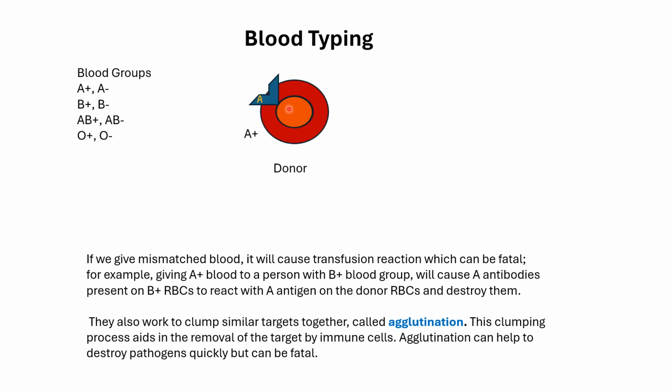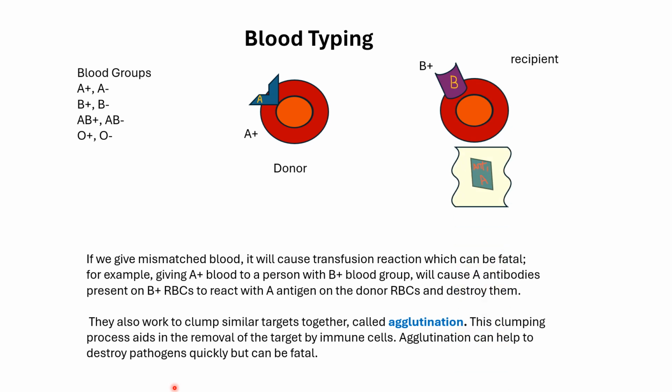Now, for example, if our donor is A positive and the recipient is B positive, what is going to happen? This person who is B positive has anti-A antibodies present in the plasma. So when this blood comes inside this person, these antibodies are going to attack the antigen present on the surface of the red blood cell, and this can lead to a reaction which can destroy the red blood cells.